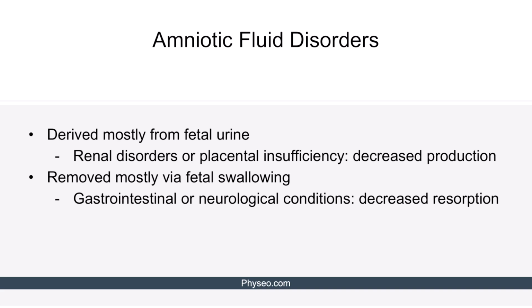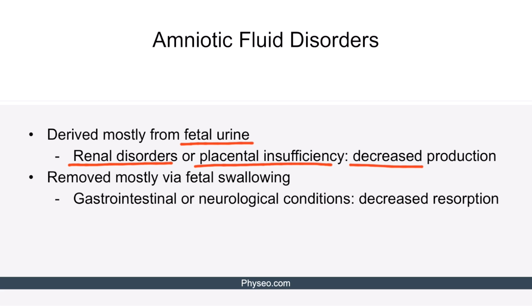But before we dive in, let's first remind ourselves of normal amniotic fluid circulation. So amniotic fluid is mostly derived from fetal urine. However, small amounts of amniotic fluid also come from expelled fetal lung fluid. But considering that amniotic fluid is mainly fetal urine, then renal disorders or placental insufficiency from conditions like hypertension and preeclampsia can actually cause decreased amniotic fluid production.